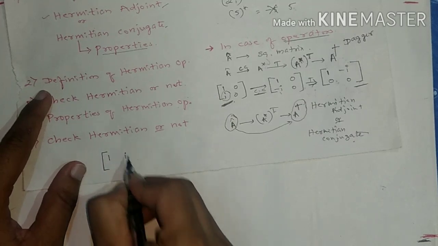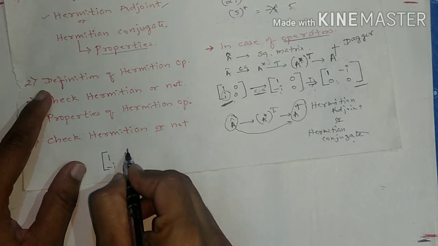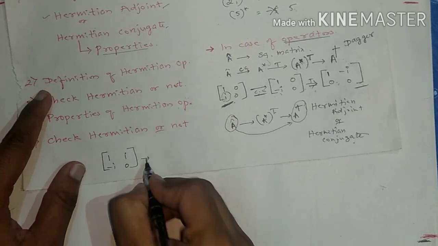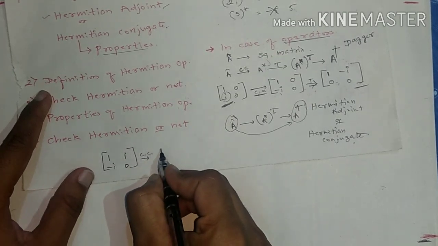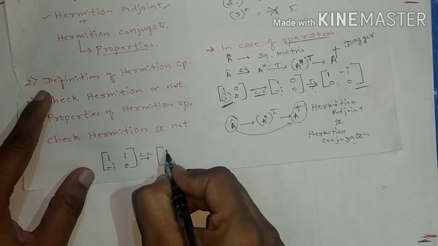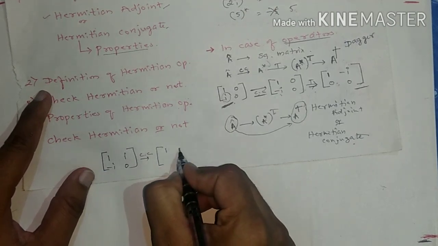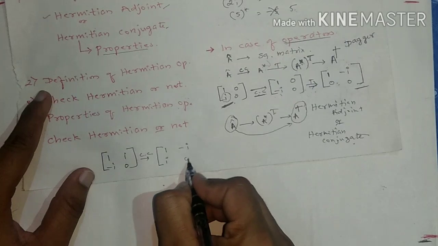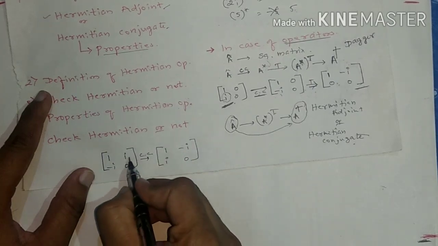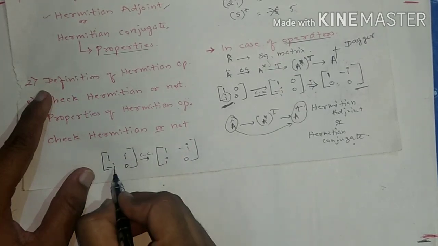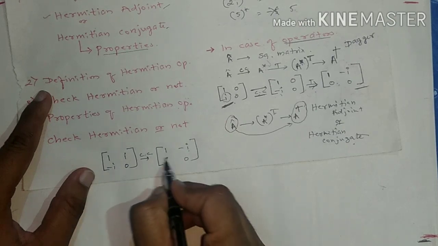1, i, minus i, 0. So first, what do we do? We take the complex conjugate. After taking the complex conjugate, it becomes 1, minus i, 0. So what have I done? I have changed the sign of the imaginary part. Here also, the sign of the imaginary part.